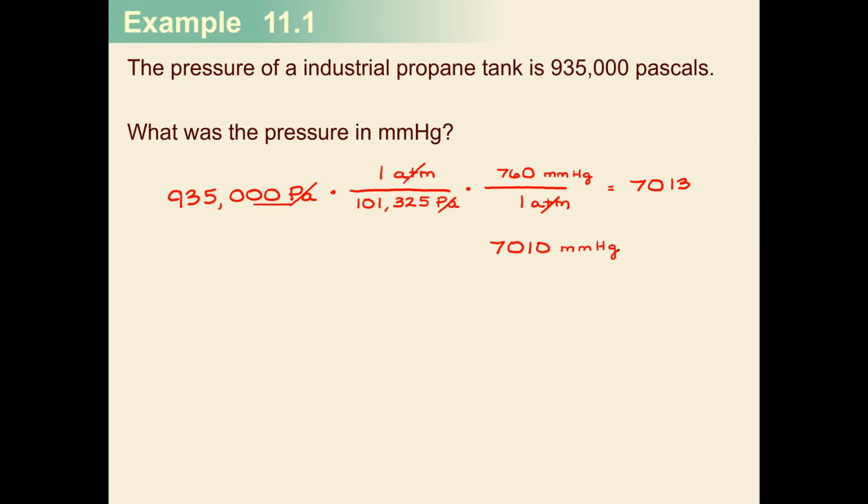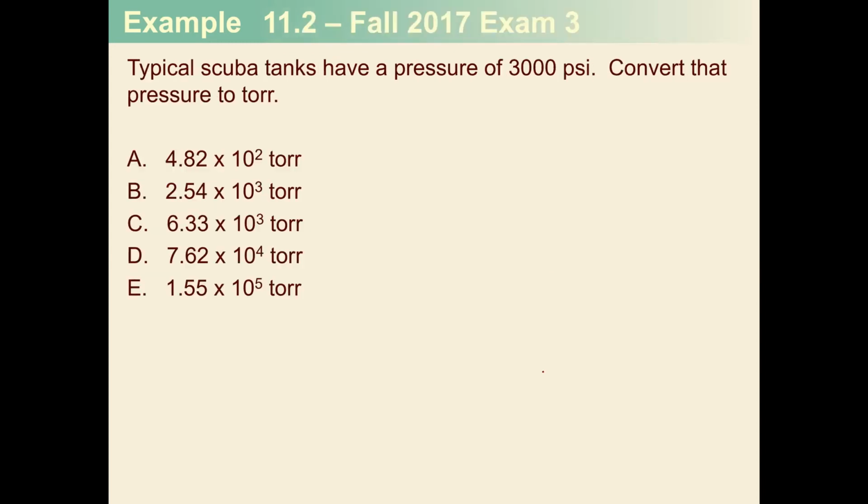So as you can see, it's very important to be able to convert from one to another. And as you'll see in many of the problems in this chapter, I might start with non-standard units, such as millimeters of mercury, bars, PSI. You should be able to convert from one to another, and you really want to be able to get to atmospheres. For our second example, a typical scuba tank has a pressure of 3,000 PSI.